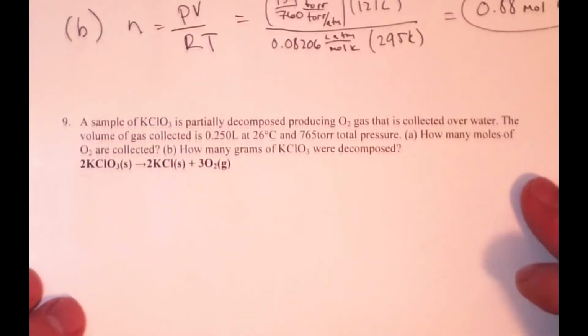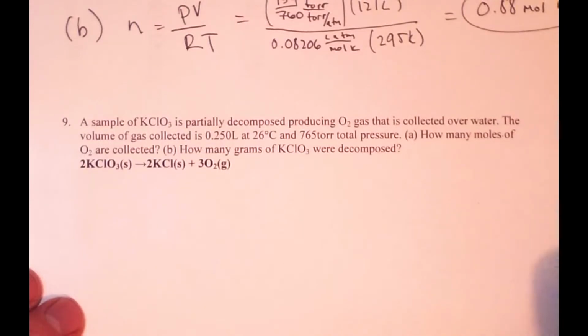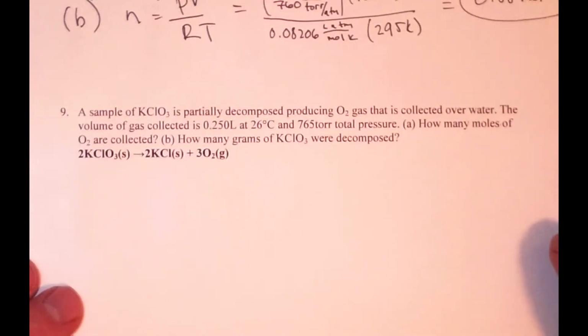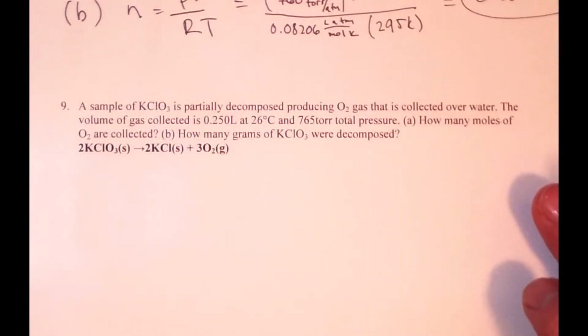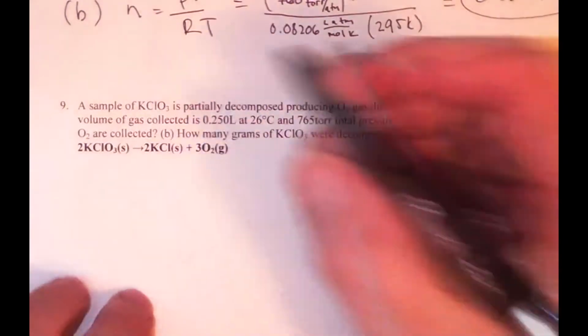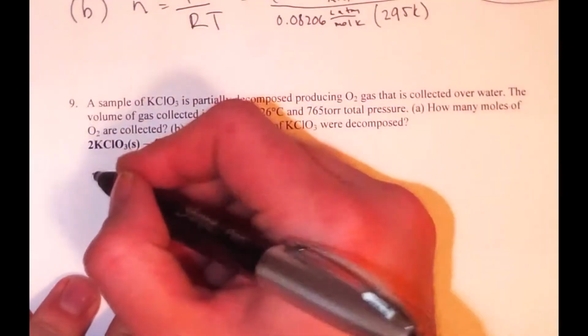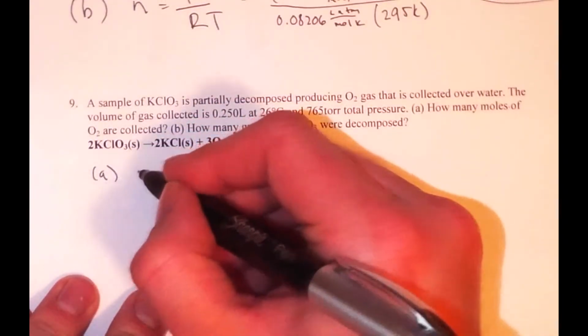So number 9, it says a sample of potassium chlorate is partially decomposed, producing oxygen gas and collected over water. The volume of gas collected is 0.250 liters at 26 degrees Celsius and 765 torr of total pressure. How many moles of oxygen are collected? So that's the first one. A.